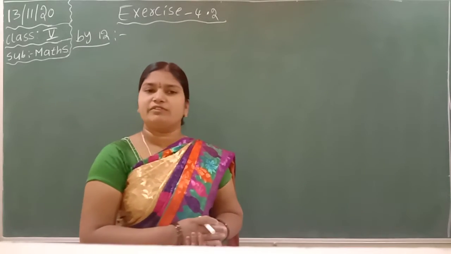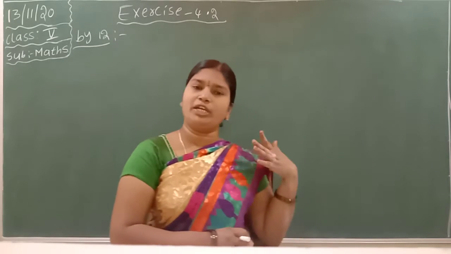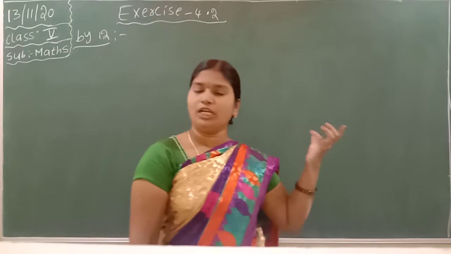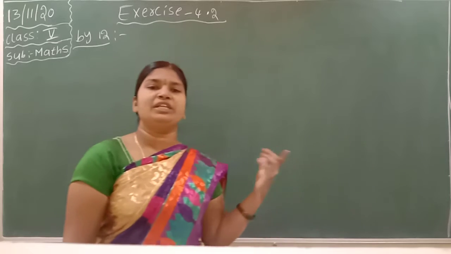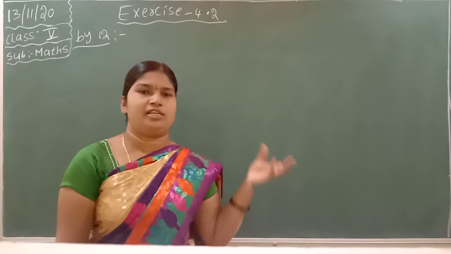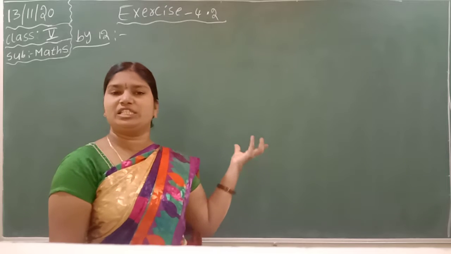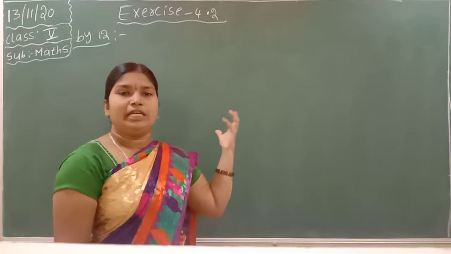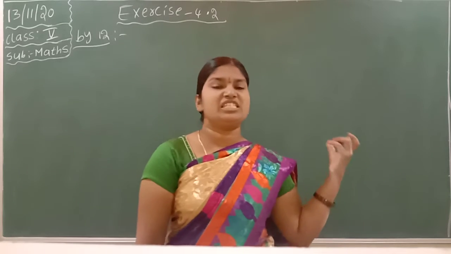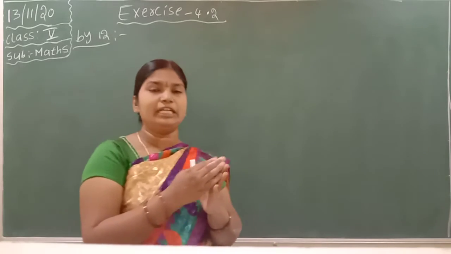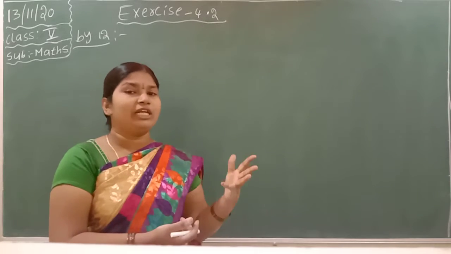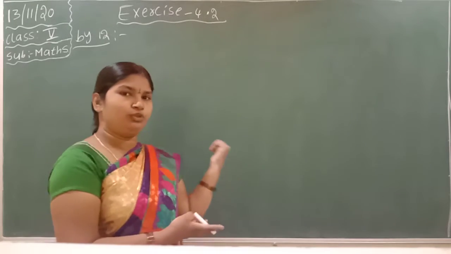In previous class we discussed the by 11 rule. Today we have to discuss what is the by 12 rule. Without doing actual division, how can we say whether the given number is divisible by 12 or not? If the given number is divisible by 3 and 4, meaning the 3 table and 4 table, then only it is divisible by 12.